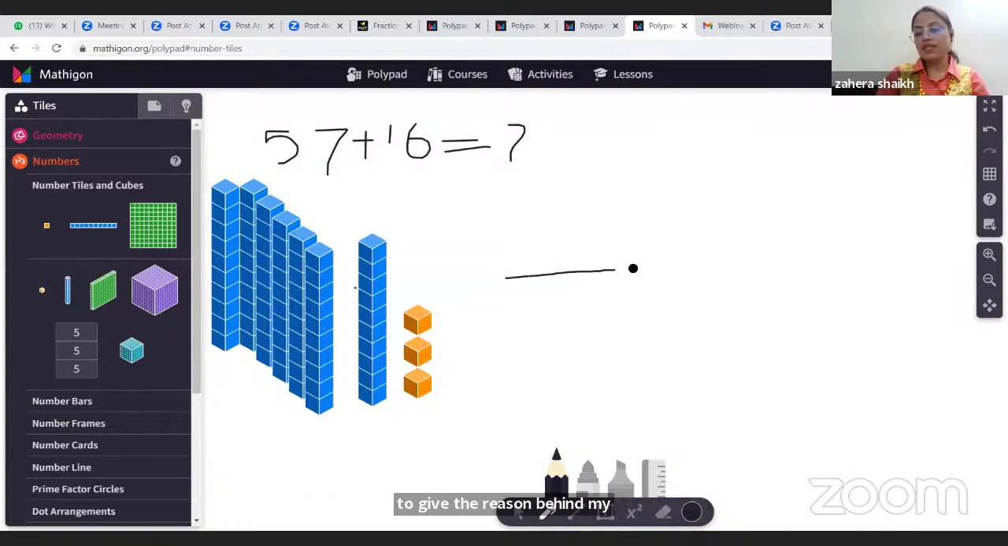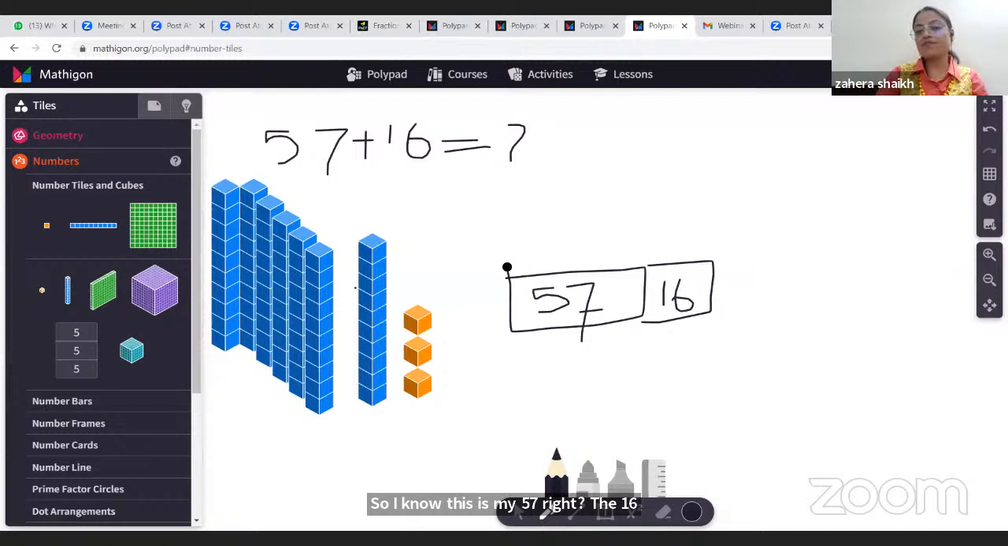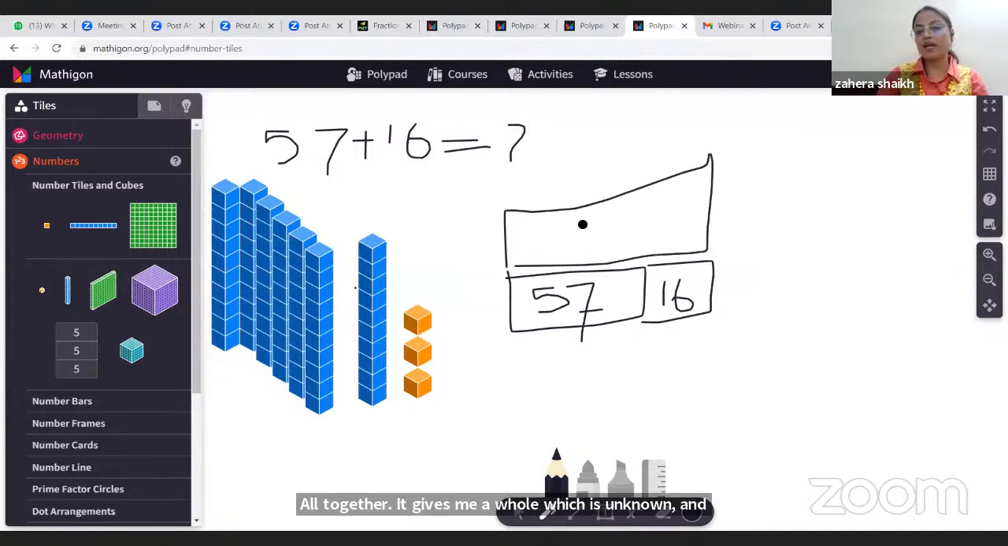So I know this is my 57, right? And this 16. Altogether, it gives me a whole which is unknown, and I have solved it and found that it's nothing but 1, 2, 3, 4, 5, 6, 7, 73.